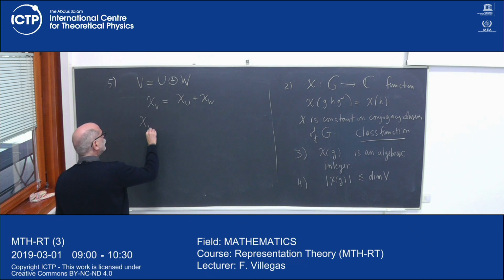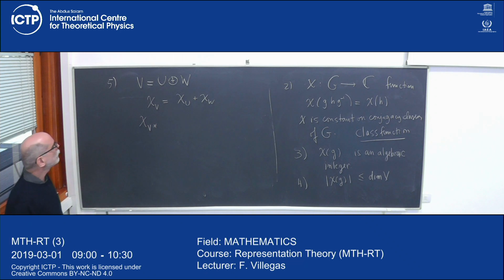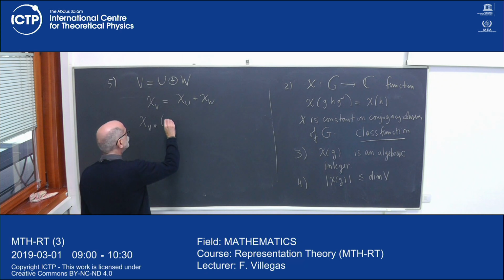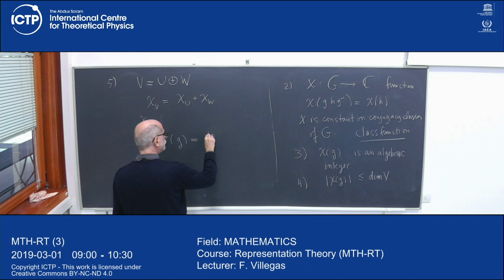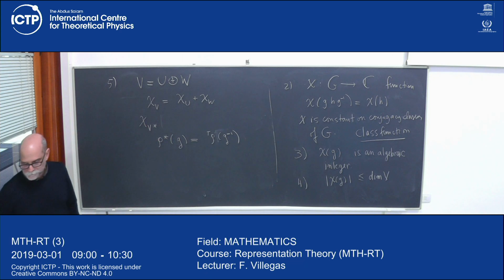We also discussed the dual representation. So what can we say about the character of the dual representation? The dual representation of G, we define it to be the transpose inverse. The transpose doesn't change the trace. And what happens when we take the inverse of a matrix?